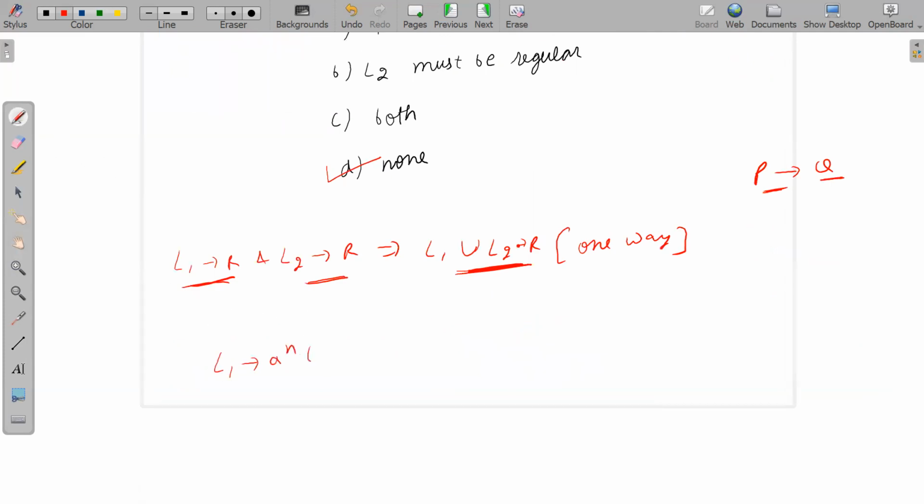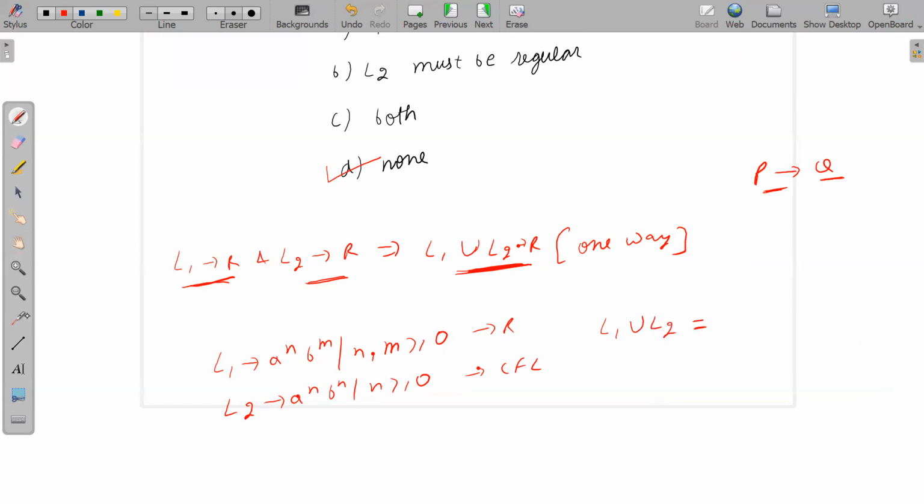L1 is a^n b^m, such that n, m ≥ 0. L2 is what? a^n b^n, such that n ≥ 0. So this is what? This is regular. This is what? CFL. So L1 union L2 will be what?